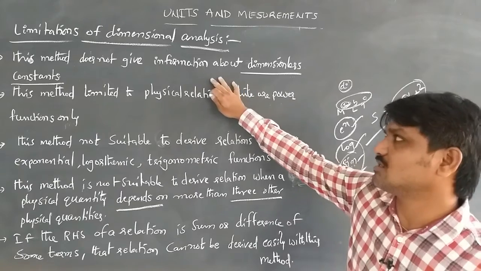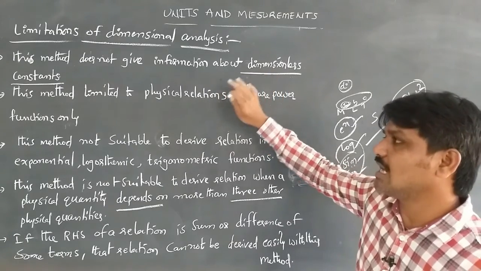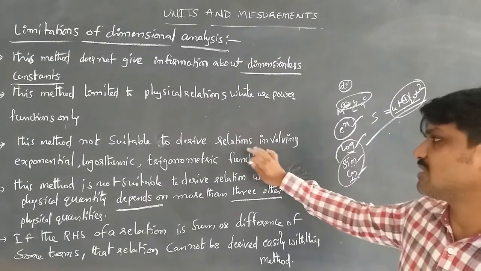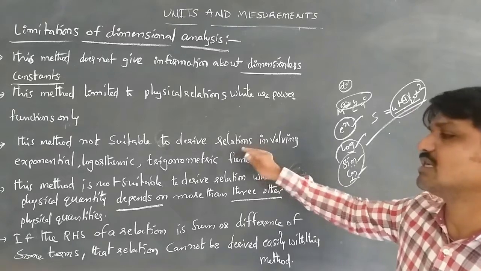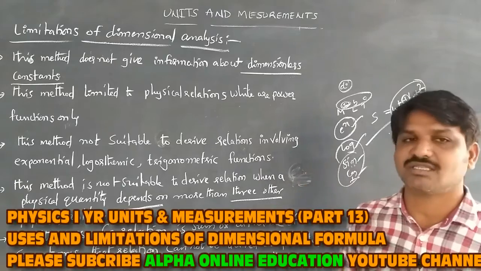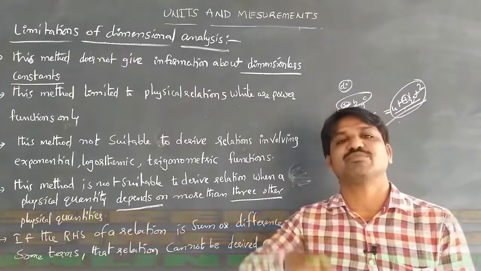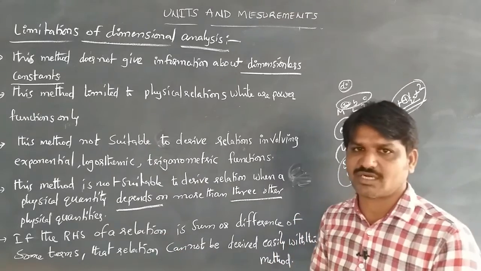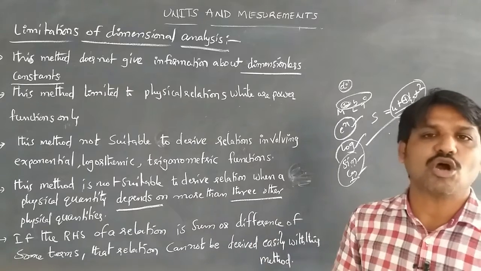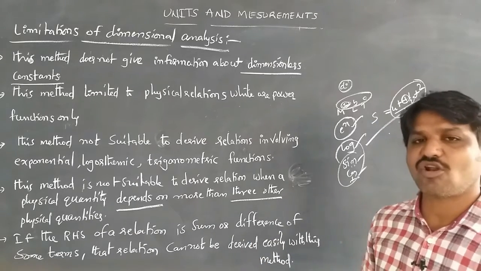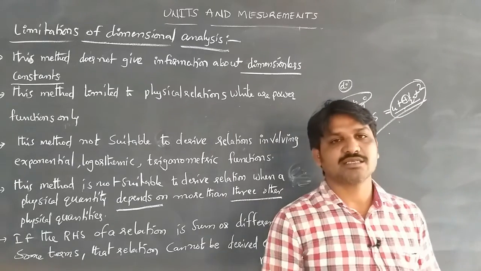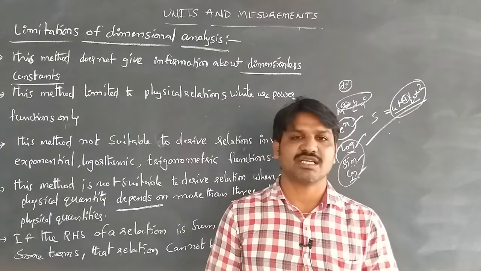The first one is it does not give information about the dimensionless quantities, and this method is limited to physical relations which are power functions only. This method is not suitable for deriving relations involving exponential, logarithmic, trigonometric functions, and it is not suitable to derive the relation whenever a physical quantity depends on more than 3 other physical quantities. And if the RHS of a relation is the sum or difference of some terms, that relation cannot be derived easily by using this method. These are the limitations of dimensional analysis, and this is about units and measurements and dimensions.